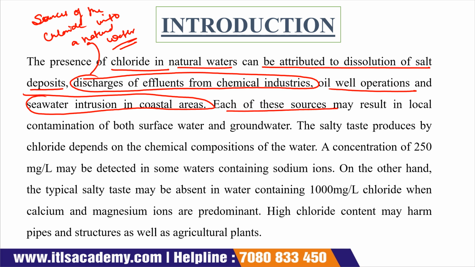Each of these sources may result in contamination of both types of water, either surface water or groundwater. So these sources, that is salt deposits, discharge of effluents from chemical industry, oil well operation, and seawater intrusion in coastal areas, are the sources of chloride in natural water, and they will contaminate both surface water and groundwater.